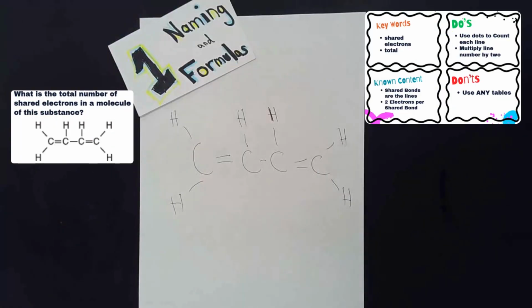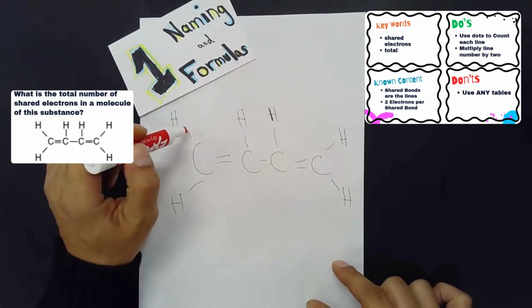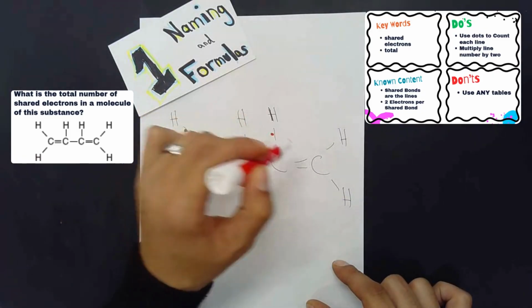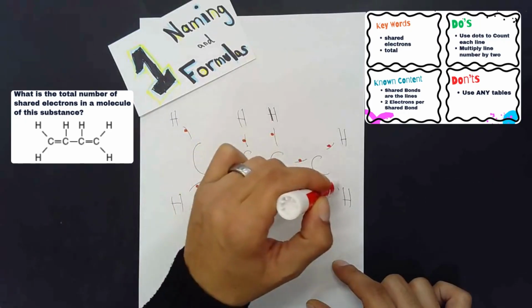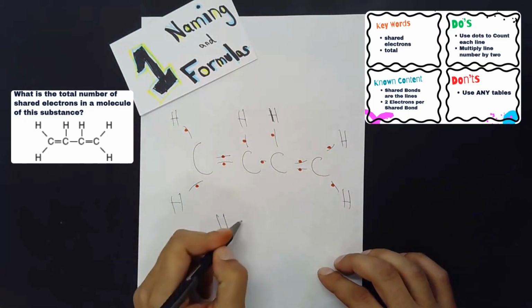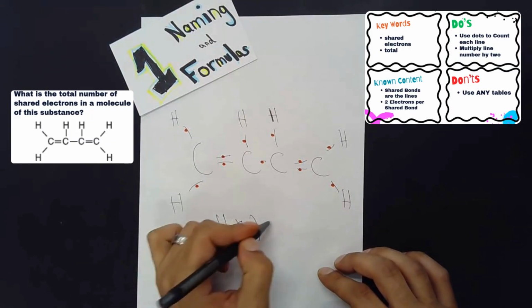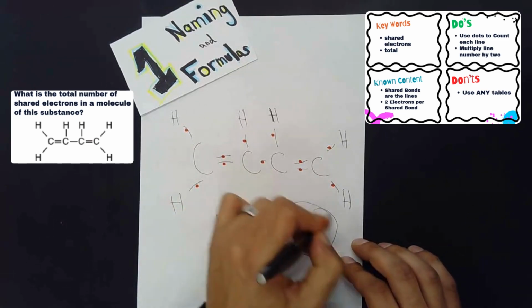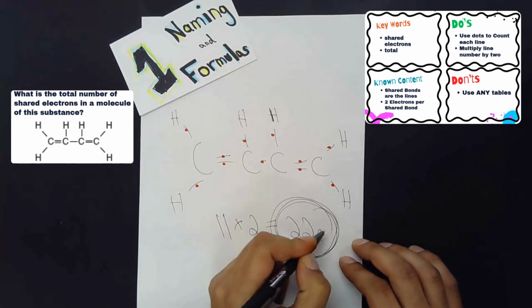Let's work it out. Okay, so we are going to count the dots of each line. Here's our molecule. We have 1, 2, 3, 4, 5, 6, 7, 8, 9, 10, 11 lines. 11 lines at 2 electrons per line gives us a total number of electrons of 22.